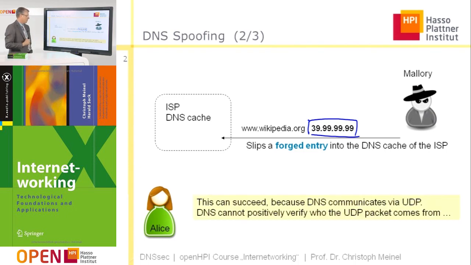This attack works and can be successful because the domain name service is using UDP as a transport protocol. You remember, UDP has no security features, so DNS cannot find out whether this is information received from another DNS server, or whether it is information which was put in by Mallory in such an act of manipulation. UDP has no possibility to check this. So to perform such a type of attack is not so difficult.